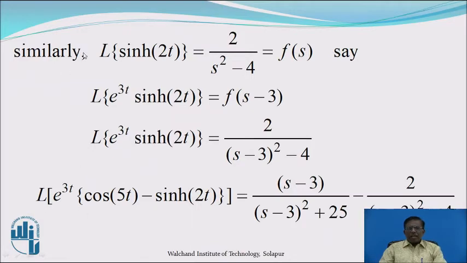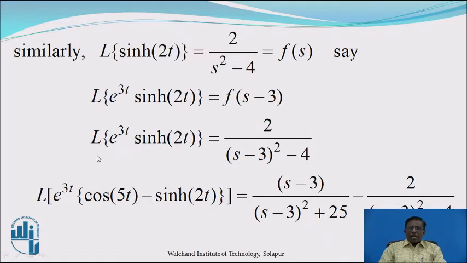Similarly, first we find Laplace transform of hyperbolic sine 2t by using Laplace transform table. It is 2 upon s square minus 4, and denote again it is F(s). Again by first shifting theorem, Laplace transform of e^(3t) into hyperbolic sine 2t is obtained when we replace every s equal to s minus 3 in Laplace transform of hyperbolic sine 2t.